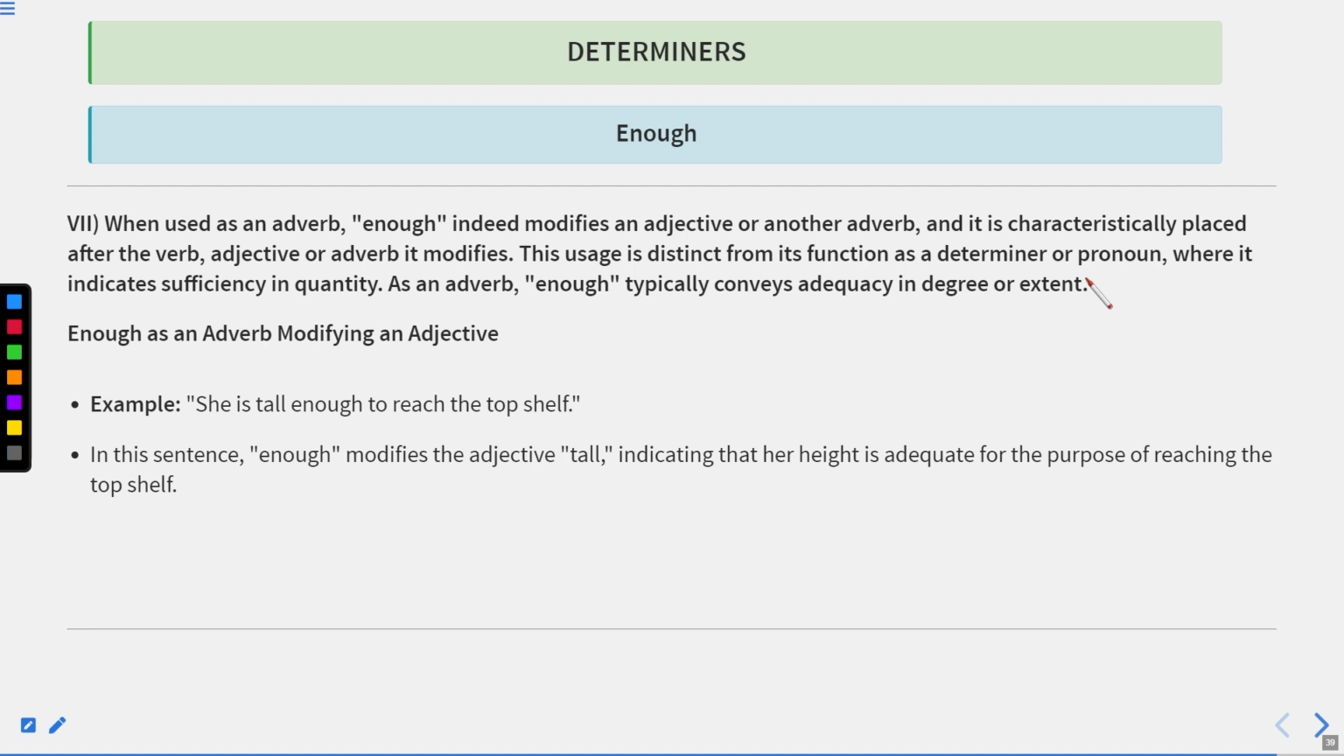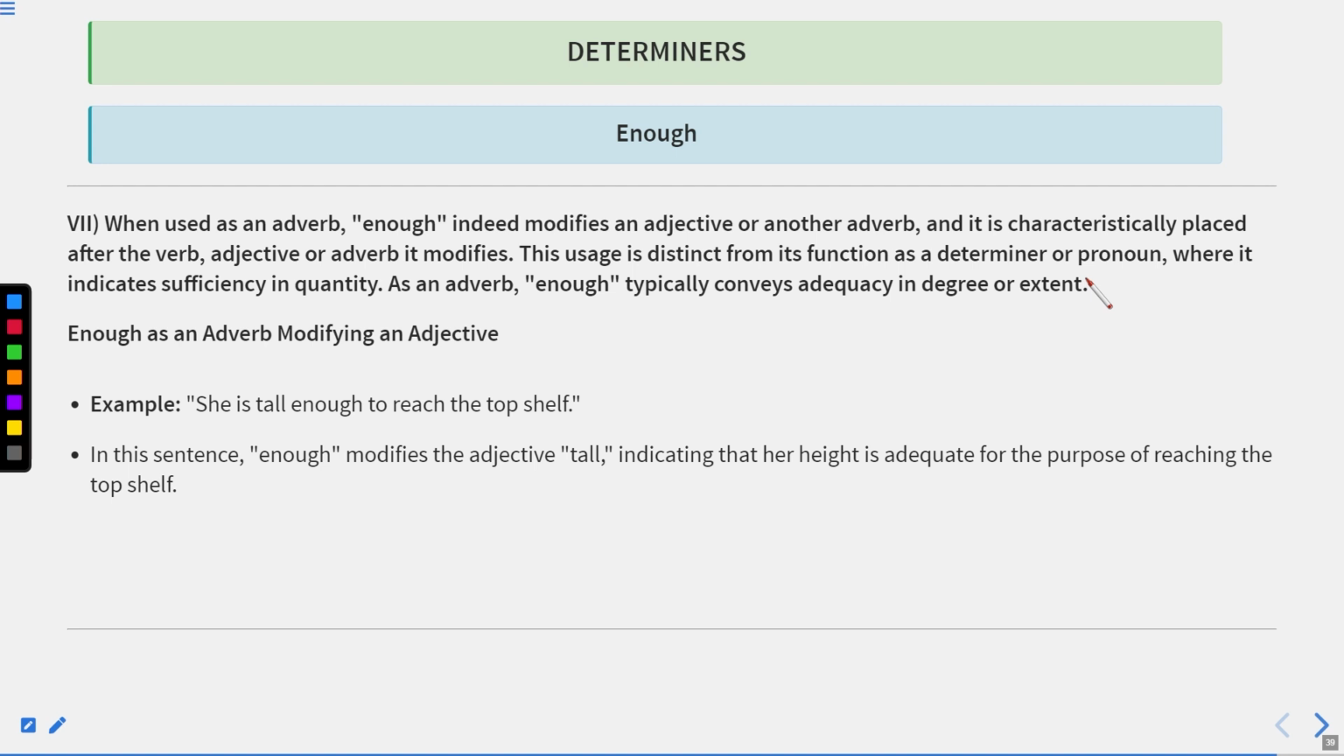For example, I can say, "I have enough money." So money is an uncountable noun before which I have used the word enough. Money is a noun and enough is an adjective. Okay, so I can say, "I have enough money." "Do they have enough chairs?" So chairs is a noun and enough is an adjective, and we have used the adjective before the noun.